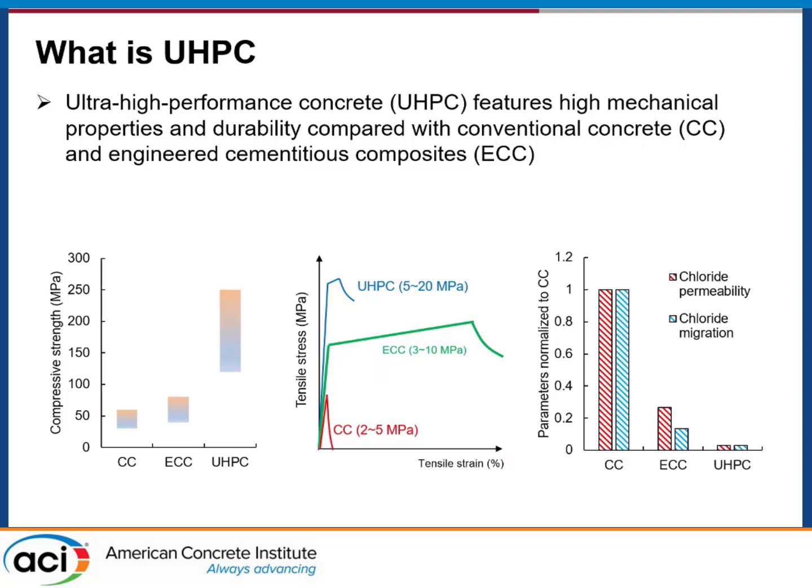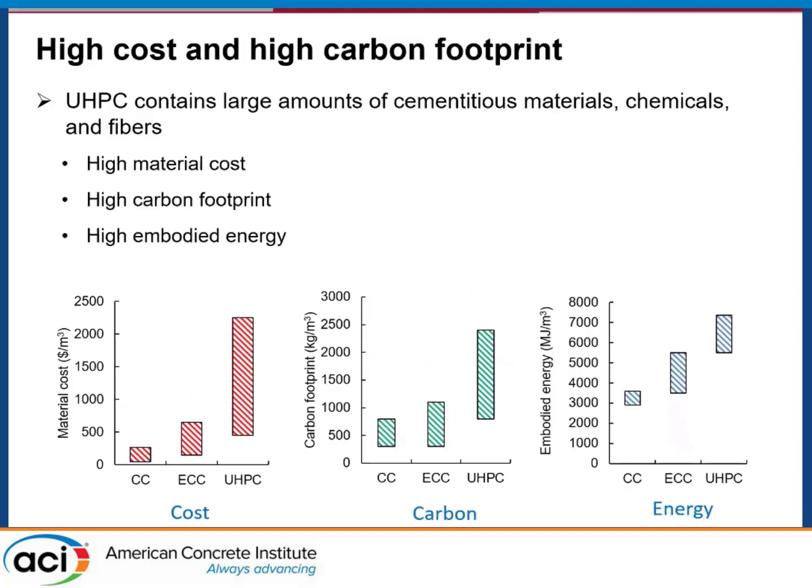UHPC is actually a type of high-performance fiber-reinforced concrete. It features high compressive strength, tensile strength, and durability. As you can see here, it performs much better than other types of concrete. However, to achieve the high performance, UHPC has to be designed with a large amount of cement or cementitious materials, chemicals, and steel fibers. And that brings very high cost, high carbon footprint, as well as high embodied energy. As you can see here, it's much higher than other types of concrete as well.